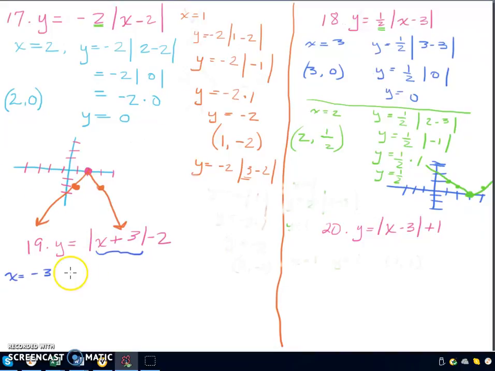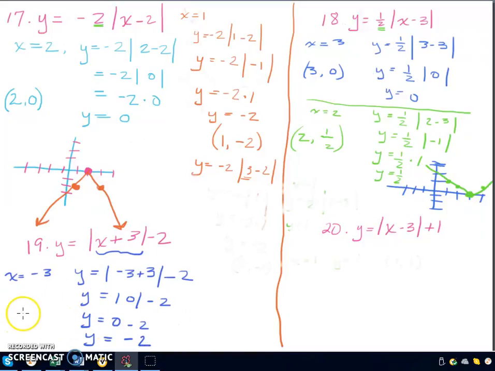So now I'm going to plug it in and I'm going to say y is equal to the absolute value of -3 plus 3, minus 2. So y is going to be the absolute value of 0 minus 2, which is the same thing as y equals 0 minus 2. So y is going to be -2. So when I draw the graph, the coordinates of my vertex are going to be -3, -2. That lets you know where we're going to be.